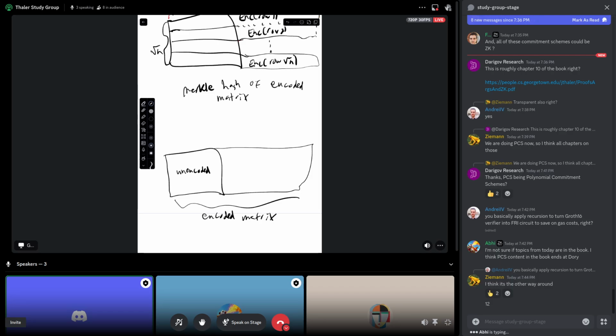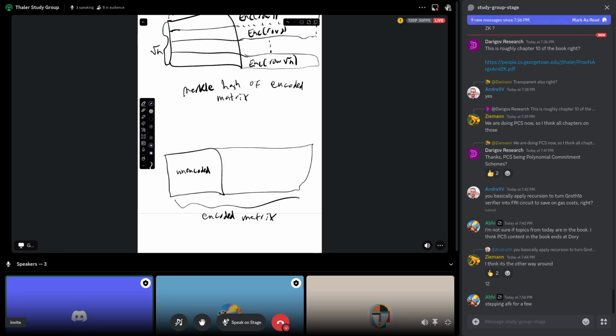It's just a row by row encoding of the unencoded thing. Let's say it's a systematic code. That just means the beginning of each codeword is the thing you're encoding. So the encoding of row 1 is just row 1 followed by redundancy, and the encoding of row 2 is just row 2 followed by redundancy. And whenever we open, we'll wind up opening entire columns at a time. So you build a Merkle tree over the columns.